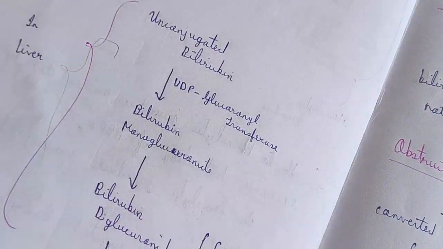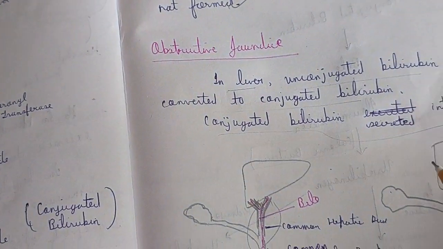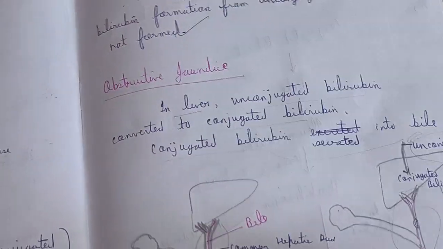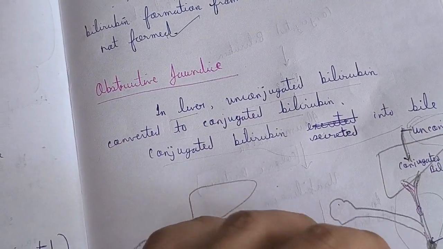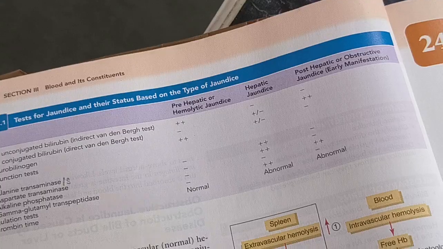But in case of obstructive jaundice or hepatic jaundice, you should know that the liver function is damaged, or there is blockage in the common bile duct. Therefore bilirubin will not be excreted into the intestine. So therefore the test is negative.